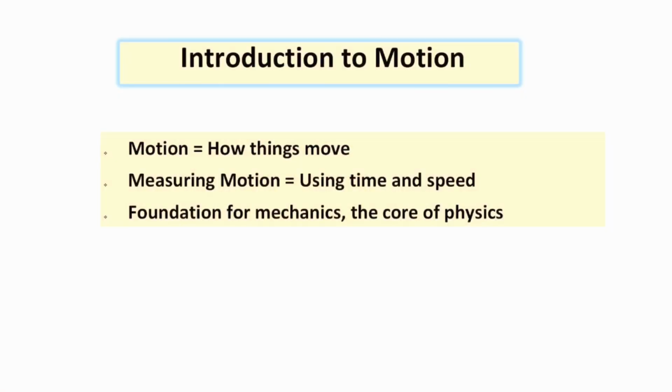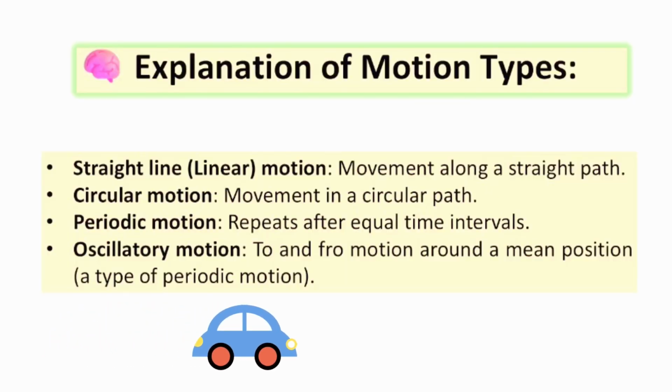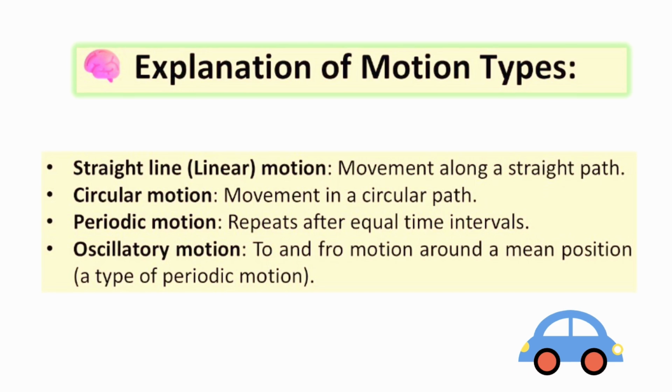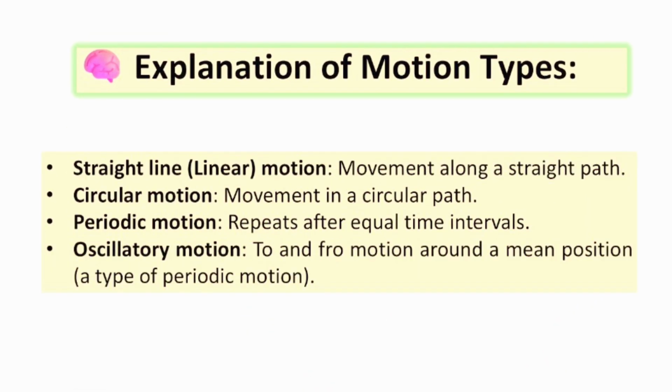Motion is how things change their position. When we measure motion using distance and time, we unlock the basics of all physics. Types of motion. There are many ways things can move. Linear motion, moving in a straight line. Circular motion, like the hands of a clock. Oscillatory motion, to and fro like a swing. Periodic motion, repeating at equal intervals.